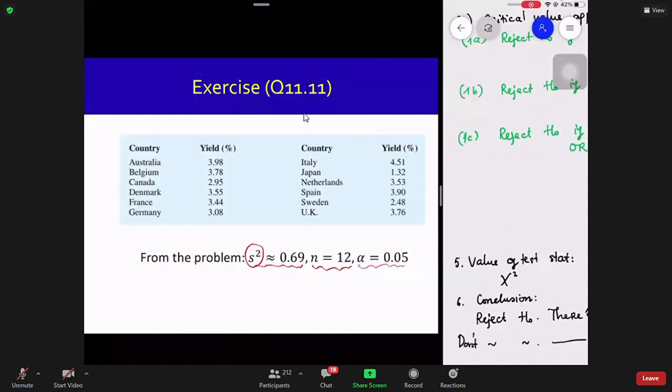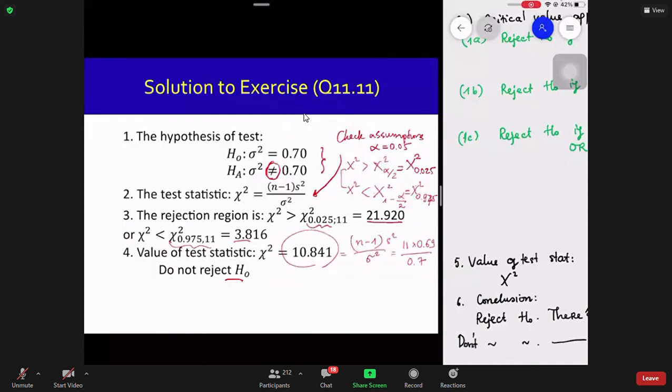Okay, so we always decide to reject or not to reject the null hypothesis, but we always make the conclusion about the alternative hypothesis.